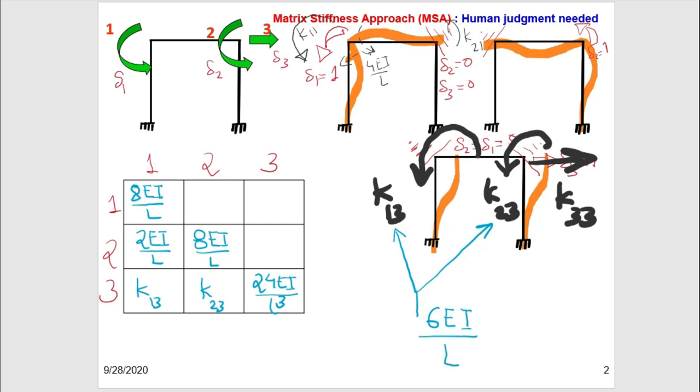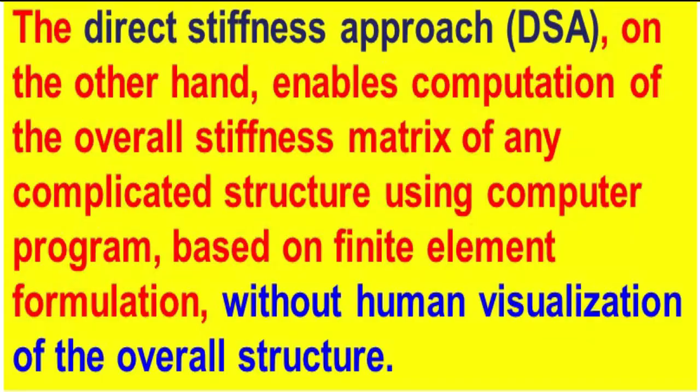This approach for obtaining the stiffness matrix of the entire structure is called the matrix stiffness approach. This kind of application is suitable for small and simple structures only, where we can visualize. However, it's not practical for big structures. So we use the direct stiffness approach.